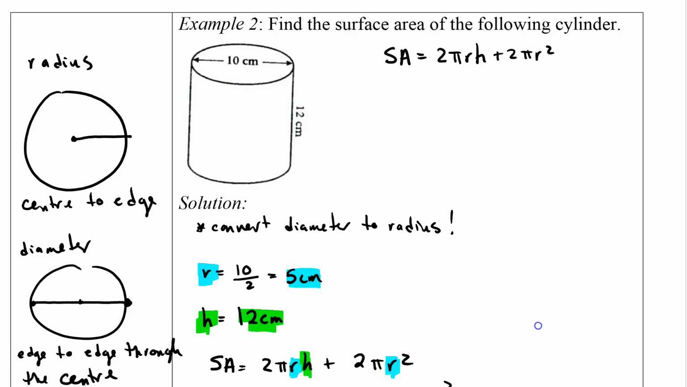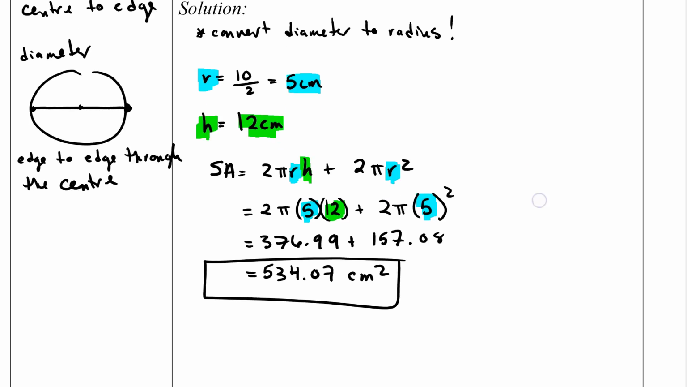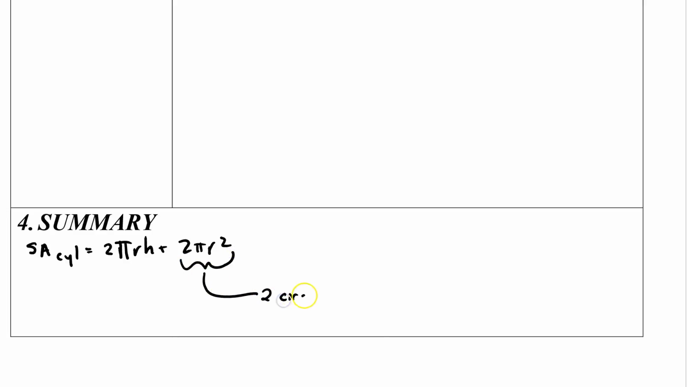Okay, so remember with this one, don't be dragged down by the diameter given instead of the radius given. That will always be a thing. You'll see it in grade 12 too. Trust me on that. So the summary, the surface area of a cylinder is 2 pi r h plus 2 pi r squared, where this part of the formula is the two circles, and this is the sides, which is a rectangle.